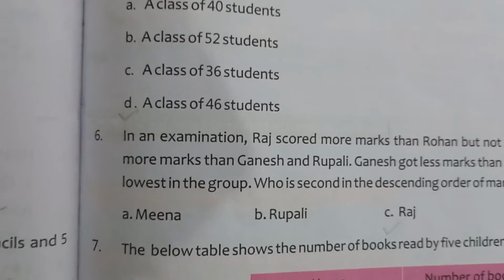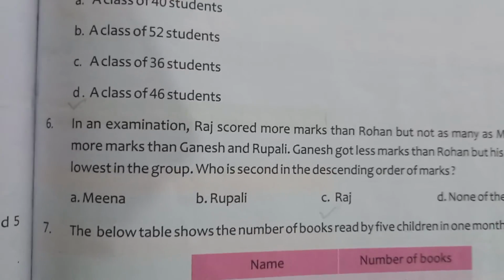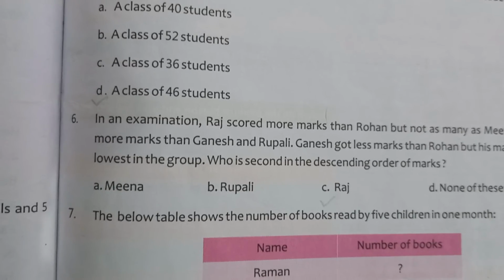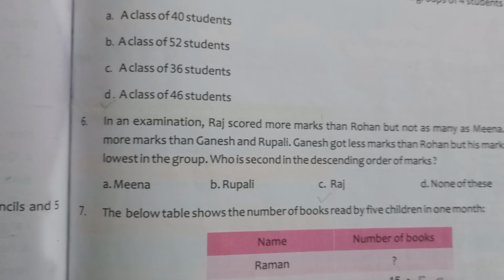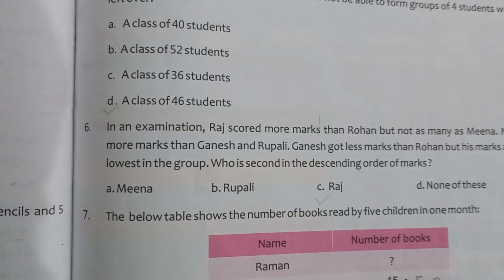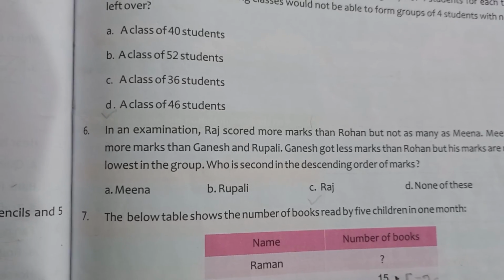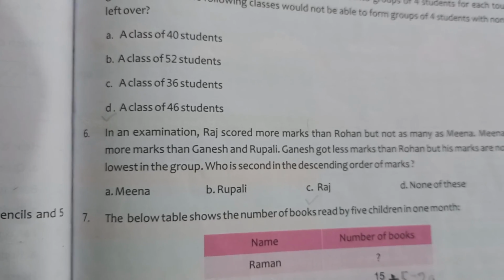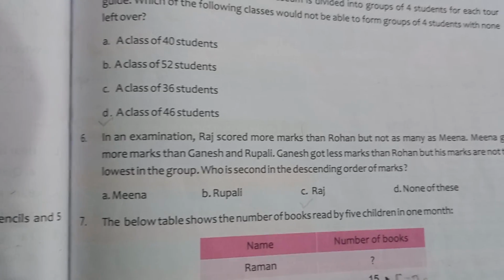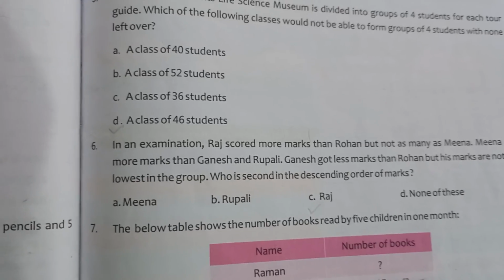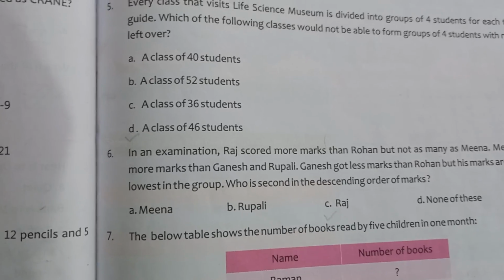In an examination, Raj scored more marks than Rohan, but not as many as Meena. Meena got more marks than Ganesh and Rupali. Now Ganesh got less marks than Rohan, but his marks are not the lowest in the group. Who is second in descending order of the marks? Of course, Raj. Okay.